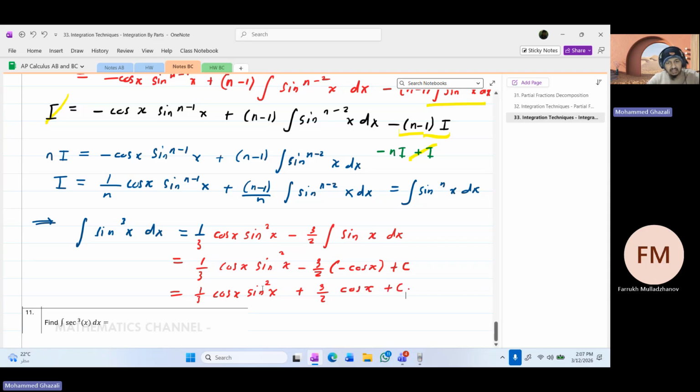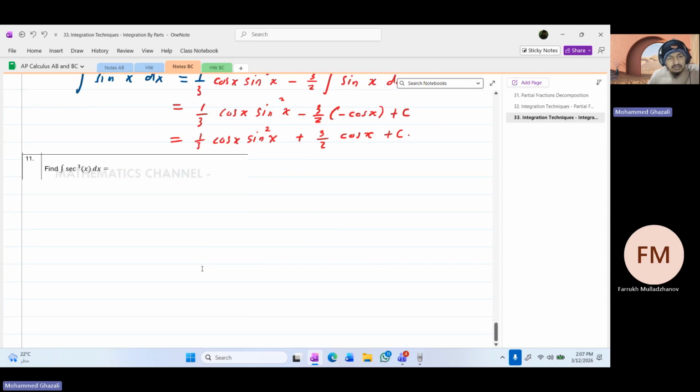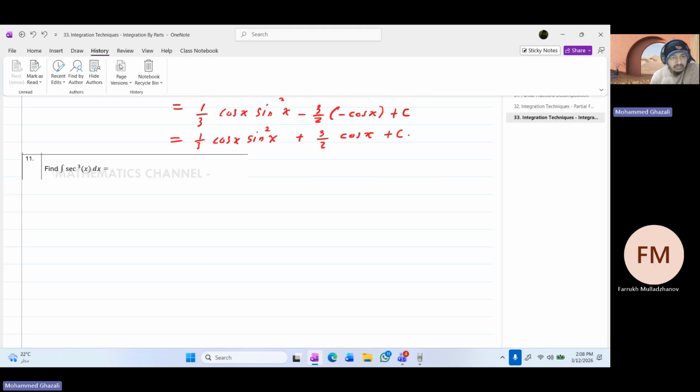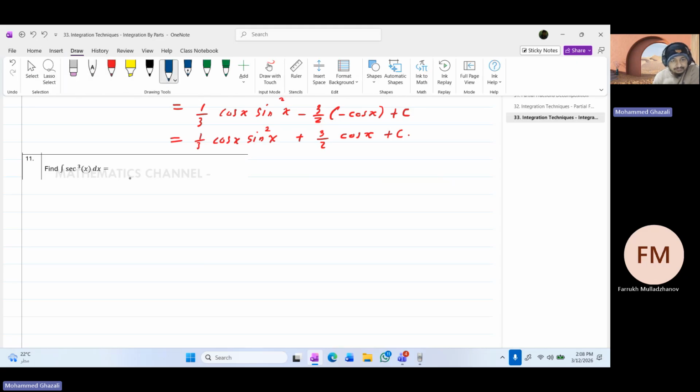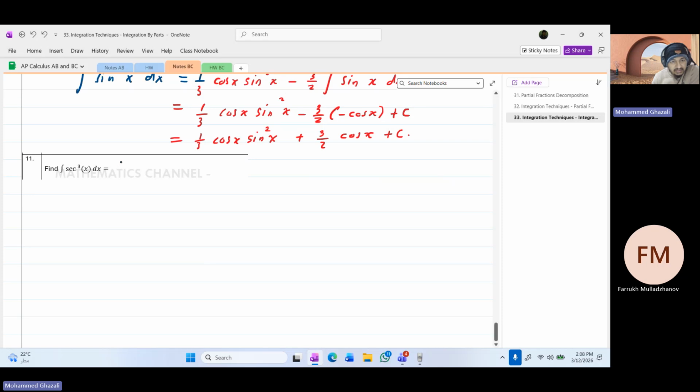Okay. And last problem. Find the integral of sec cubed x dx. How are we going to find the integral of sec cubed x? We're going to break it up into parts, right? So we're going to say this is equal to the integral of sec cubed x, which is sec x times sec squared x dx. Okay? That's how we break it up.